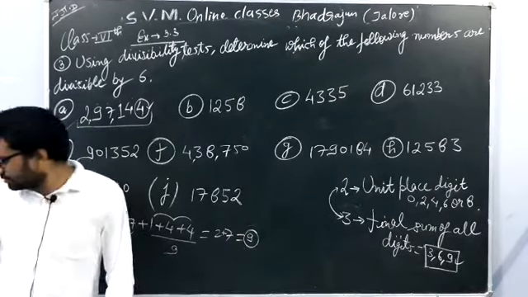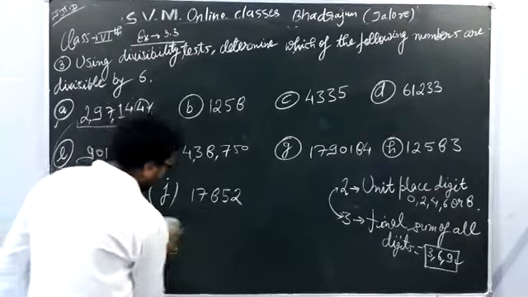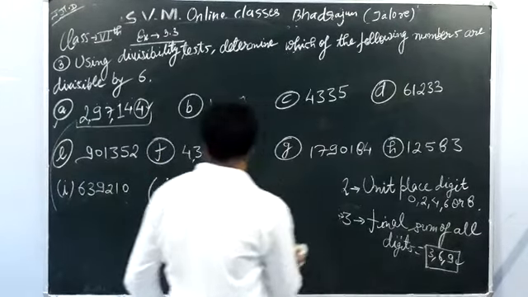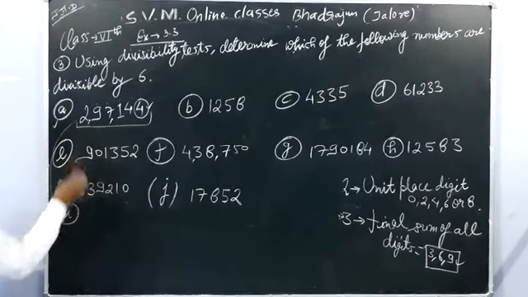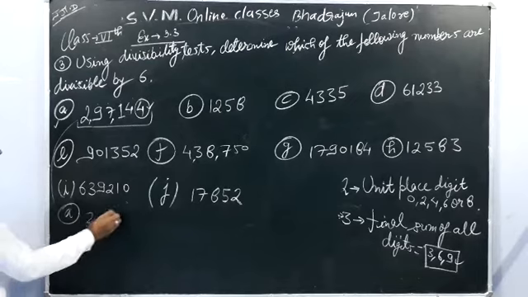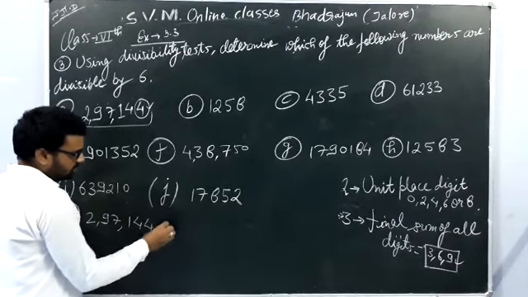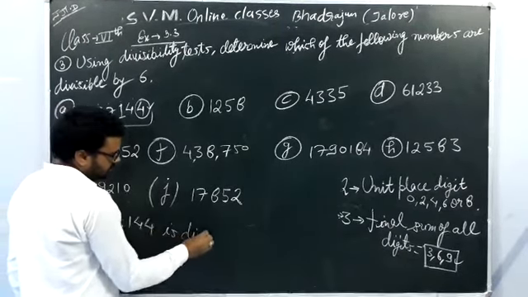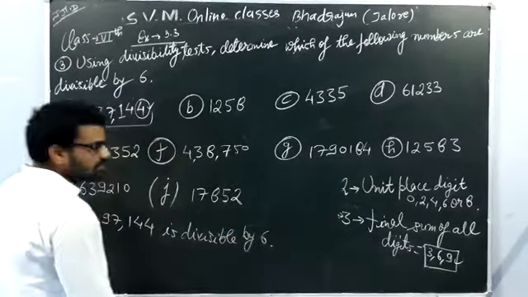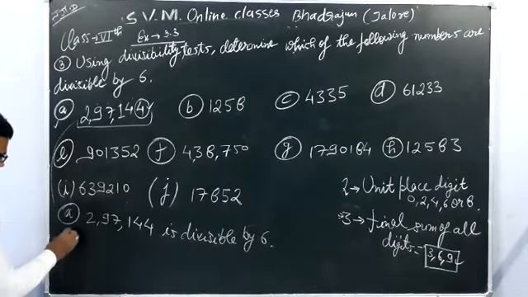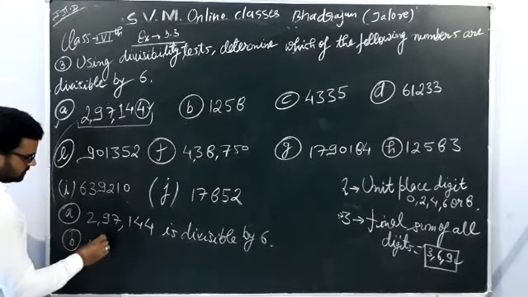Okay, so our number given in part A, 2,97,144, is divisible by 6. Now let us move towards our part B, which is 1258.